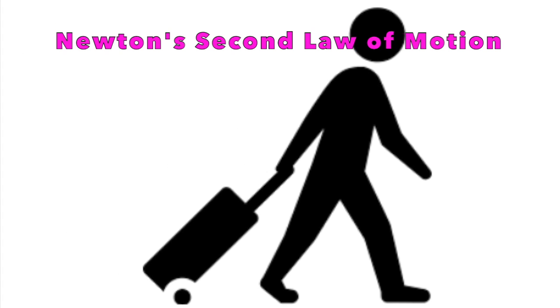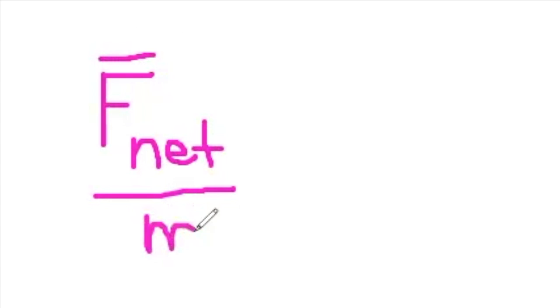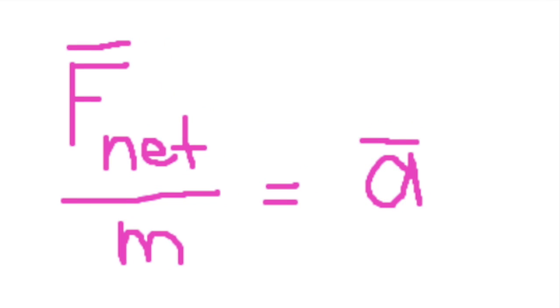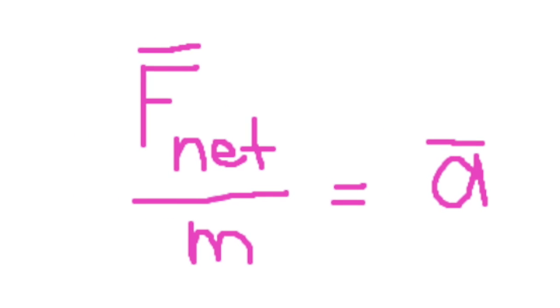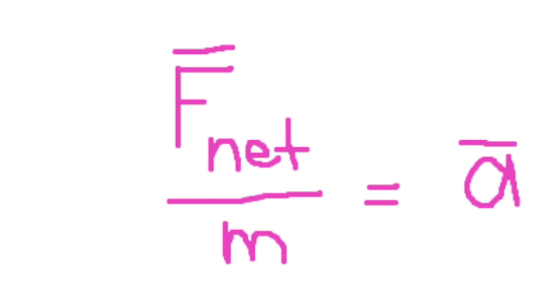In this experiment, we observed Newton's second law of motion. Newton's second law states that the sum of all forces acting on an object, which is called the net force, divided by the mass of an object is equal to the acceleration of the object. Because the acceleration and the net force are directly proportional to each other, an object will accelerate in the same direction as the net force acting on it.